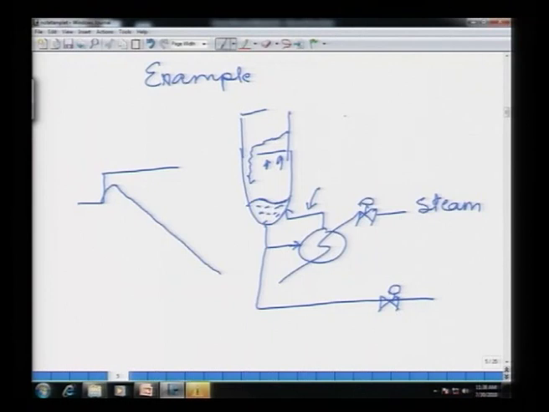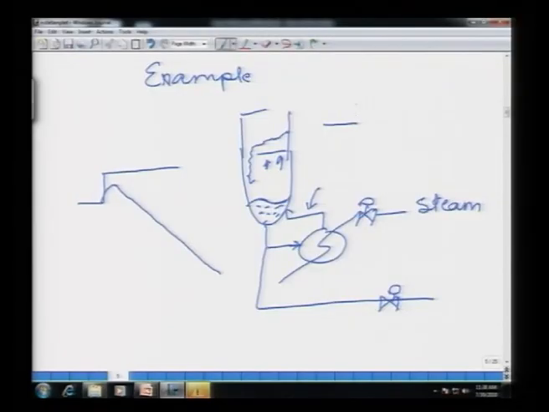So, if you look at the response of an alcohol thermometer, if the input temperature is rising like this, the dynamic response of the temperature indicated by the sensor, by the thermometer, would actually look something like this.